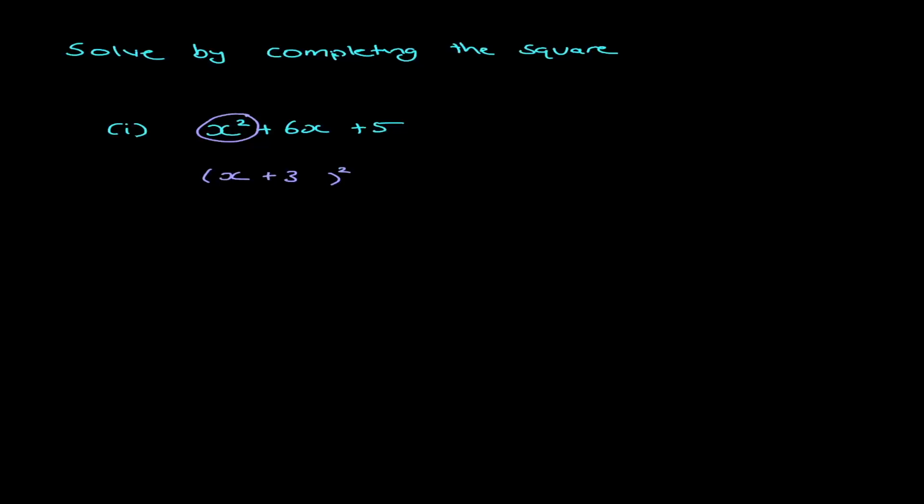You put the squared outside. Then what you calculate is this value squared. So we work out what 3 squared is, which is 9, and you subtract that. And then your last step is to bring this fella down, so plus 5.